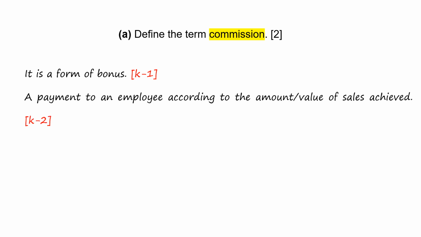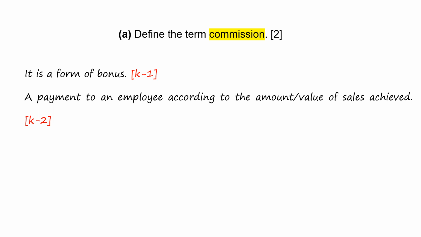It is a payment to an employee. Commission is a payment given to an employee. It is a form of financial reward. So how we will distinguish between a commission and other form of payments? So the student will have to write according to the amount of value of sales achieved.